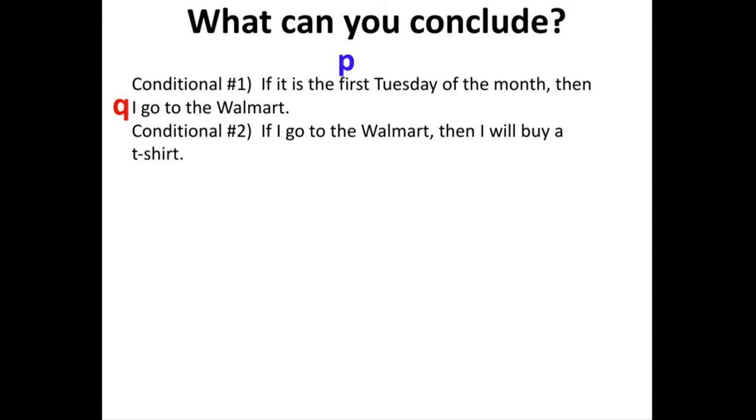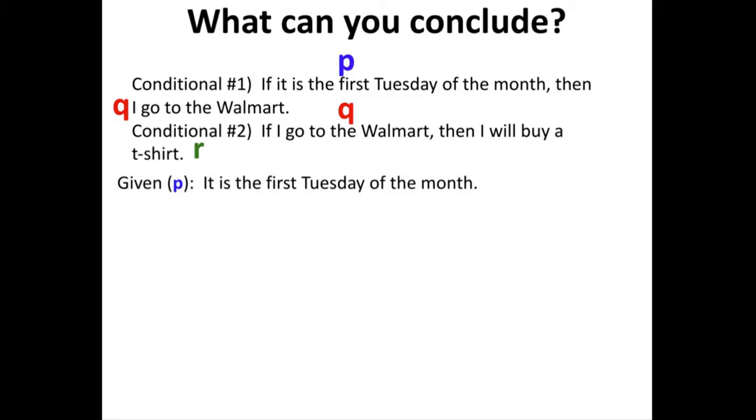Now, as you take a look at the second conditional, if I go to the Walmart is logically and almost just identical to the conclusion of my first statement. So I'm just going to put a Q there, okay? And then my final conclusion is I will buy a t-shirt. So what I'm asking you to do here is see if you can look at these two logical statements and then make a conditional out of them or draw a logical conclusion from these statements. And so as I get started, I think it's helpful if we set up our diagram.